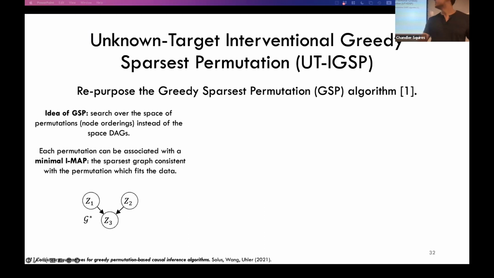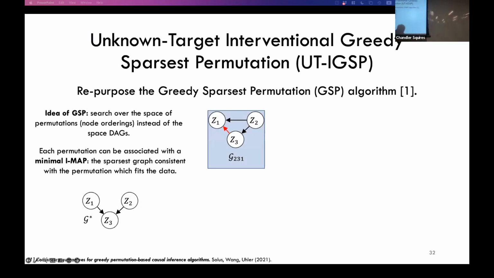To demonstrate this, what if our true graph is this G star, where we have Z1 and Z2 pointing into Z3? Consistent orderings for this graph are 1, 2, 3 or 2, 1, 3. What if we pick an inconsistent ordering like 2, 3, 1? Well, the minimal IMAP is going to have some additional edge. In particular, you're always going to have an edge between Z2 and Z3 and an edge between Z1 and Z3.